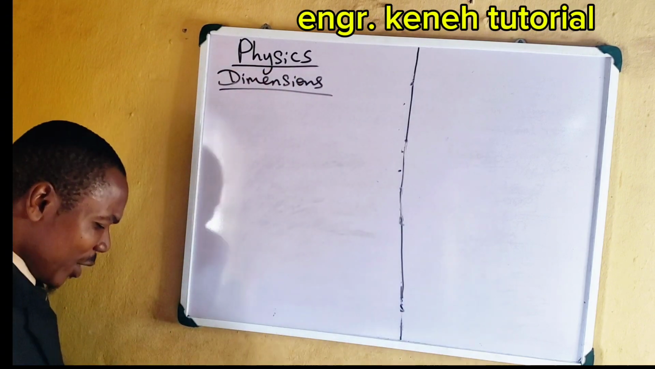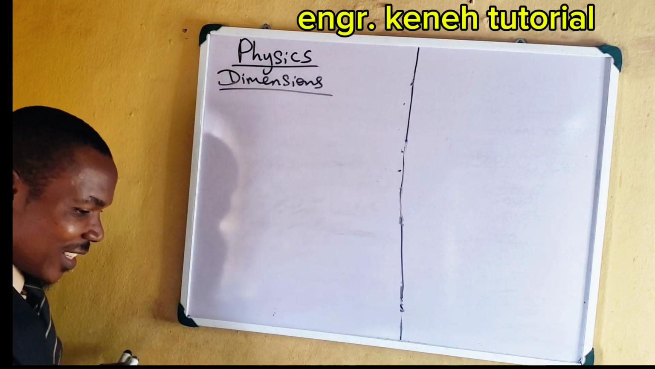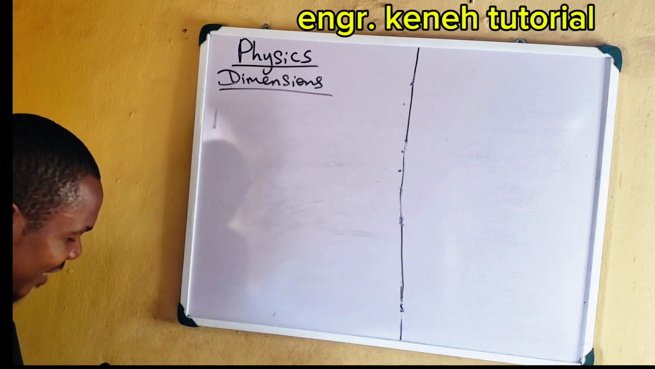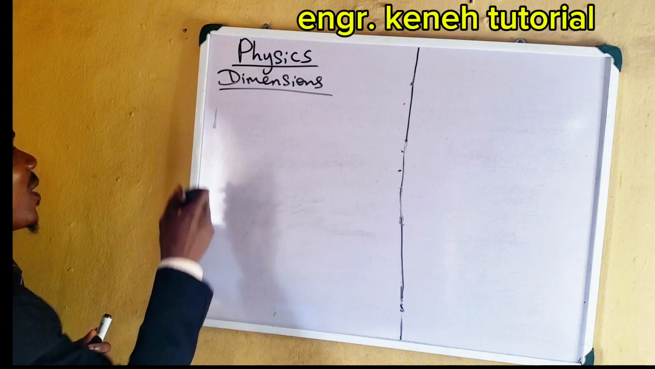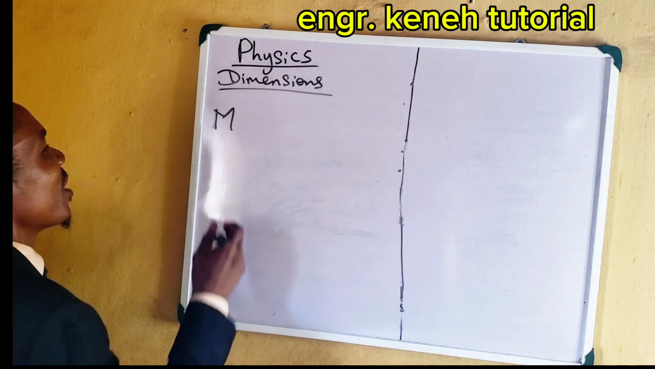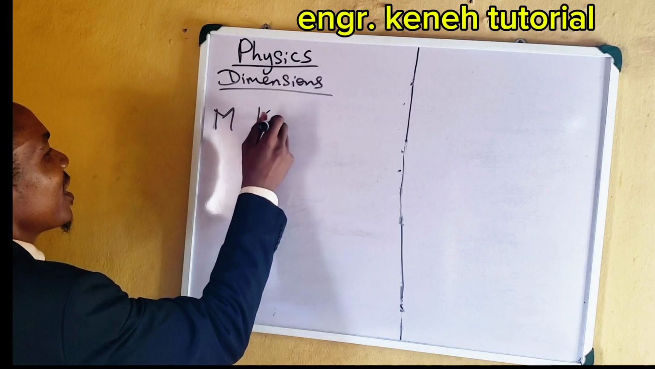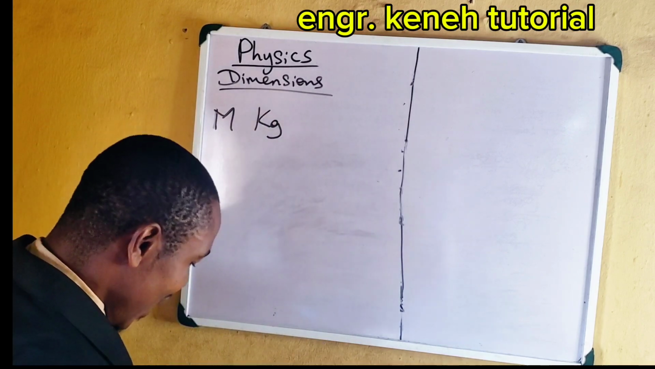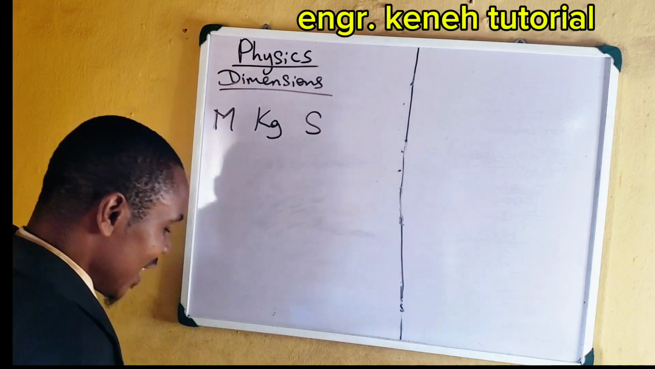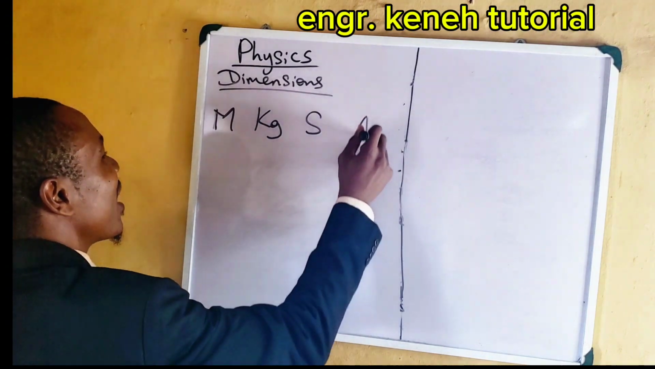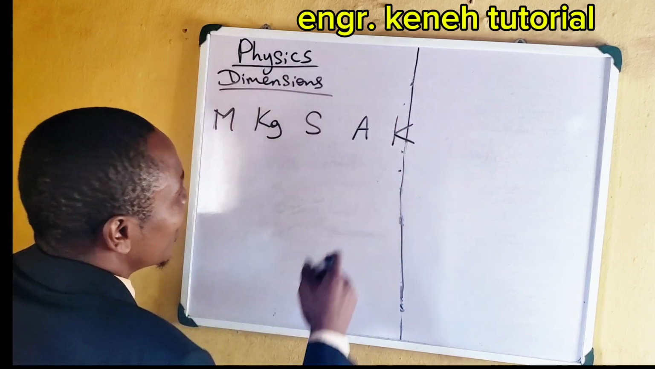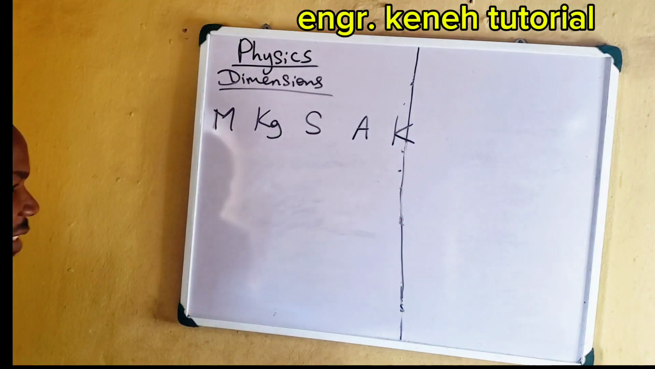When it comes to dimension, anything that has to do with length has to do with meter. We said that the SI unit of length is meters. The SI unit of mass is kg. The SI unit of time is second. That of current is ampere. And we have that of temperature to be Kelvin, and so on and so forth.